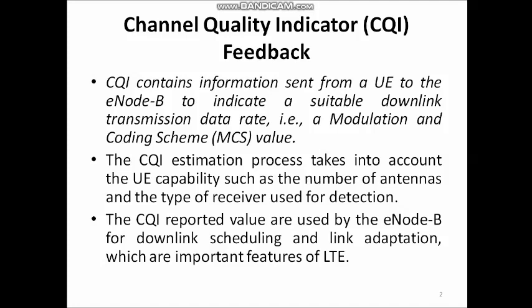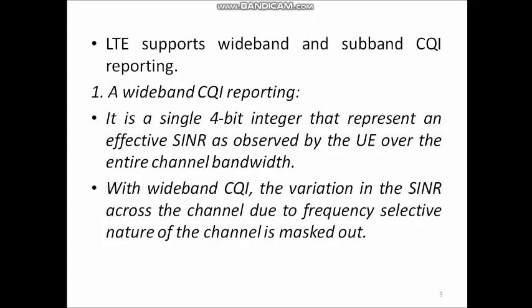Therefore, the CQI estimation process takes into account the user equipment capability, such as number of antennas and type of receiver used for the detection. And the CQI reported values are used by the eNode B for downlink scheduling and link adaptation. These are important features of long term evolution.